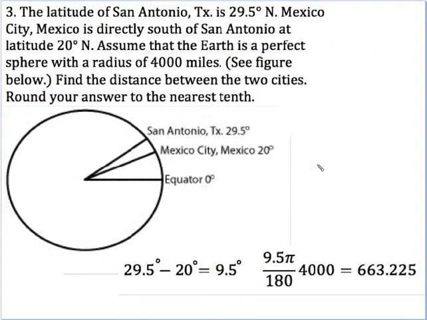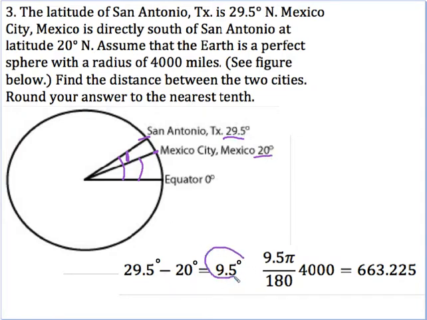The latitude of San Antonio, Texas is 29.5 degrees, and so that's latitude always starts at the origin and goes up. So this angle here is 29.5. Mexico City has a latitude of 20 degrees, so from here to here is 20. and I want to know what is the distance from here to here. So in order to find this angle here, I'm going to take 29.5 and subtract 20.